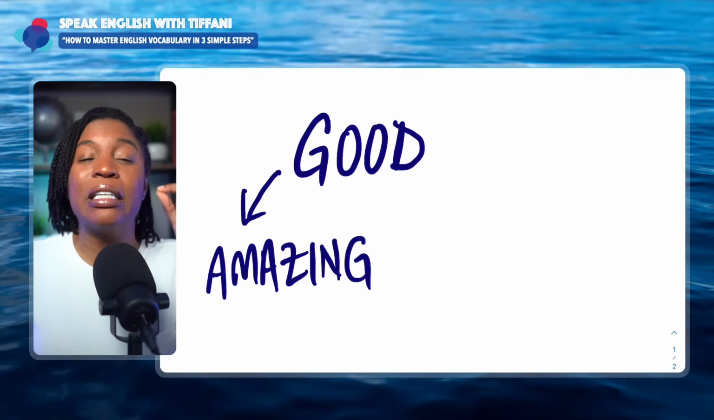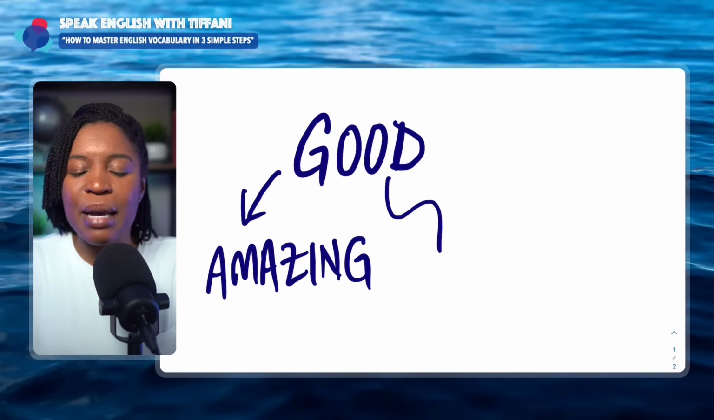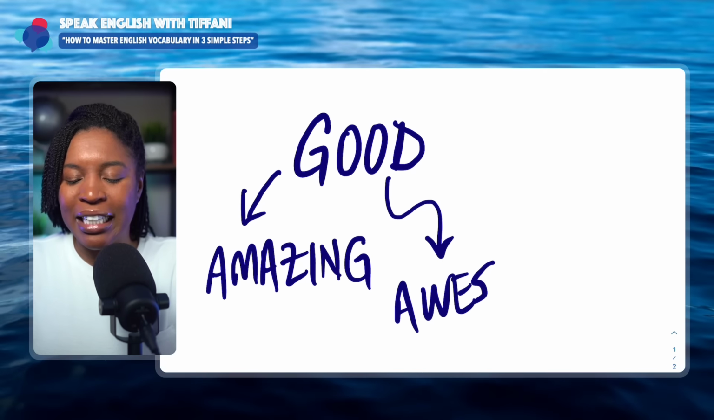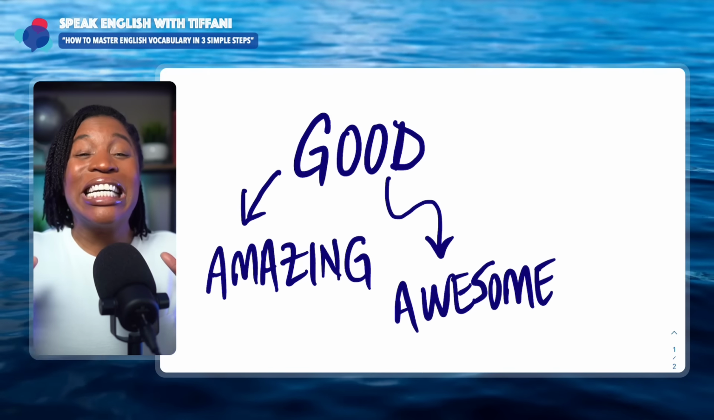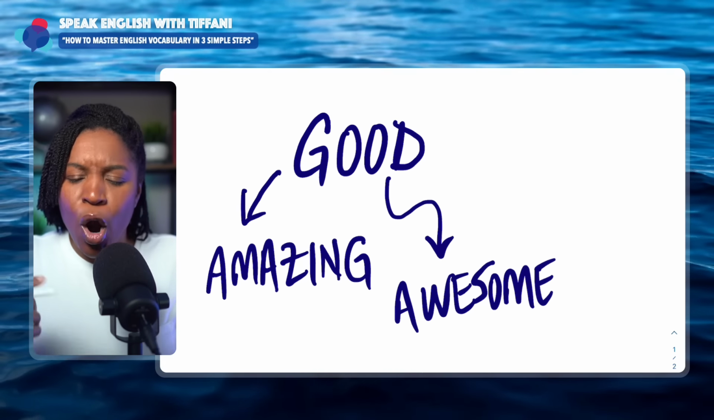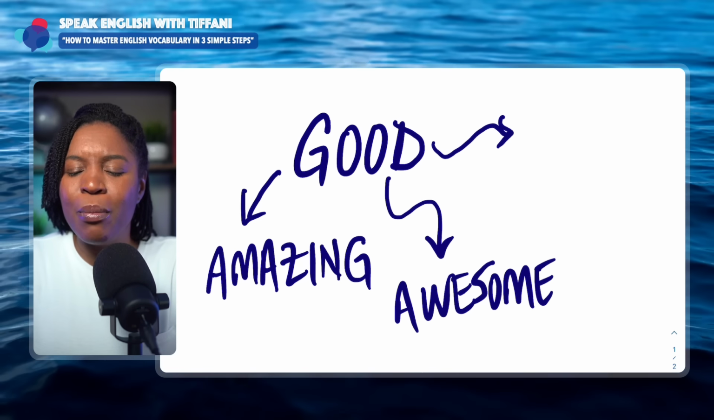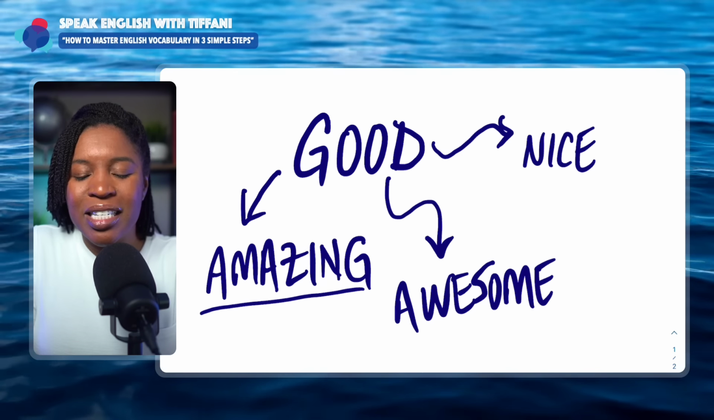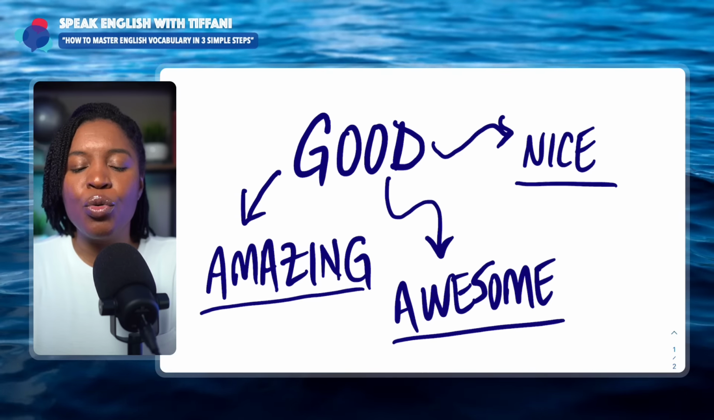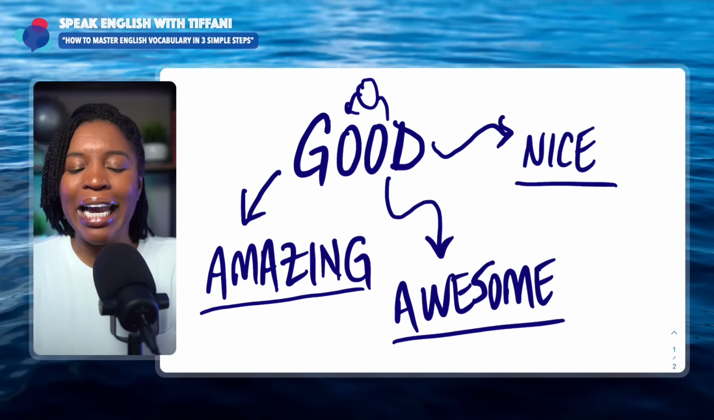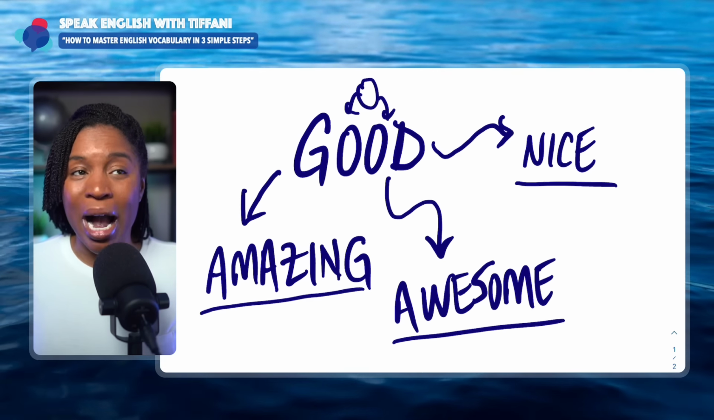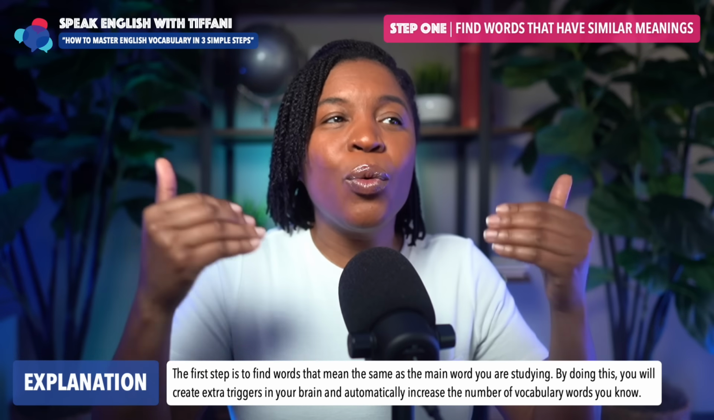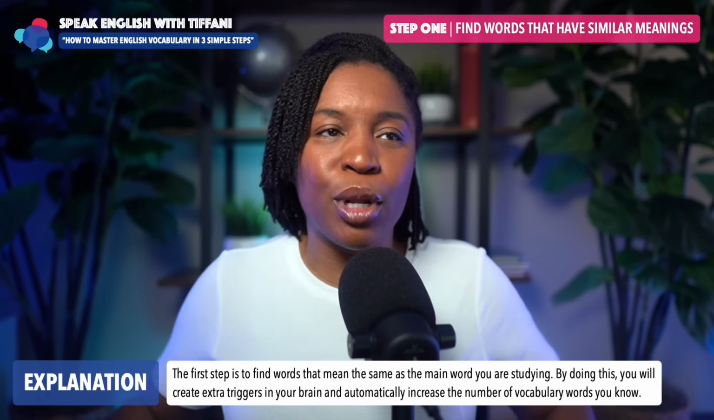Remember, step one is to find words that have similar meanings. Or what about awesome? Again, words that have similar meanings. Or what about instead of awesome, we might say nice. Again, 3 words that have similar meanings to the main word. Makes sense, right? This is what we're trying to do. So again, step 1, find words that have similar meanings.